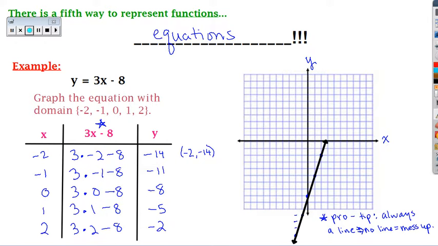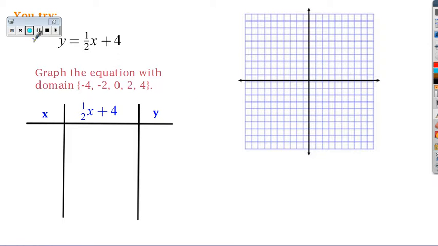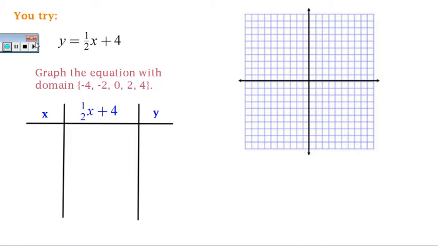Now let's take a look at the next example. y equals 1/2 x plus 4. So here they give us a domain of -4, -2, 0, 2, and 4. So interesting, it's still 2 negatives, 0, and 2 positives. We'll talk about after we graph it why it's going to look like that.